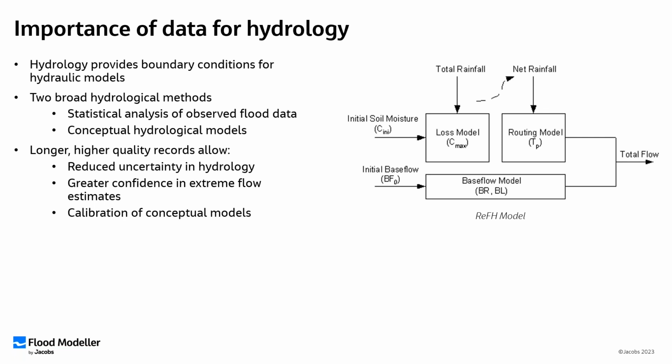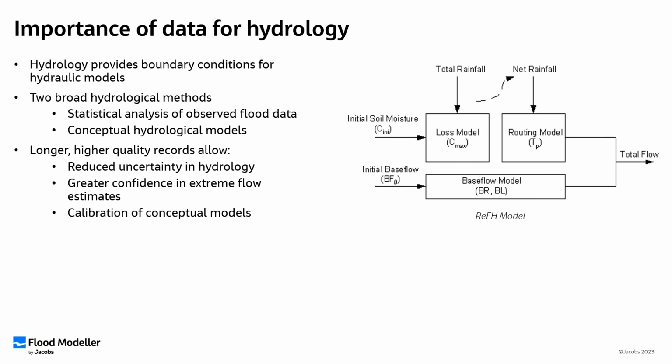The other approach is conceptual hydrological modelling. This is when we divide the water cycle up into components, and we try and estimate what each component is doing in order to produce an estimate of flow. So there's an example on the right-hand side of the ReFH hydrological model, where you're inputting rainfall and base flow conditions, and there's a model there that will give you a total flow out, a hydrograph estimate.